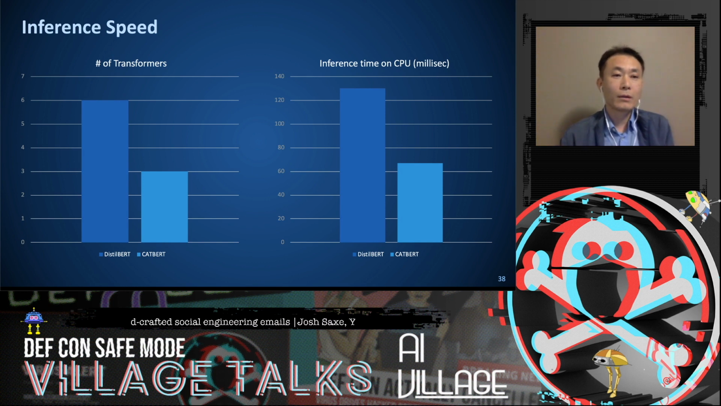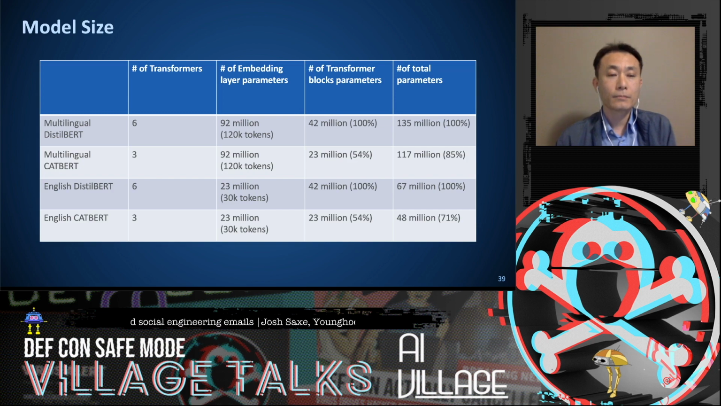Next, we compare the inference speed. DistilBERT has 6 transformer blocks, and the chatbot has 3 transformer blocks. So we achieved 2 times speed up in inference time when we measure the performance on a CPU machine. As the number of blocks decrease, the inference time can be reduced.